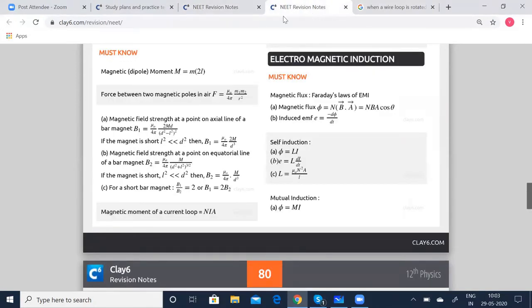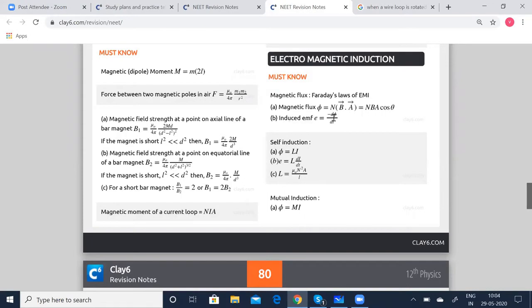Electromagnetic induction. Here, the first thing you have to know is the magnetic flux. So Faraday's law of electromagnetic induction, EMI stands for electromagnetic induction. First one is magnetic flux phi is equal to N into B dot A. Now you know dot product B vector dot A vector is nothing but NBA cos theta, where N stands for number of turns, B for magnetic field strength, A is the area of cross section, and theta is the angle of orientation.